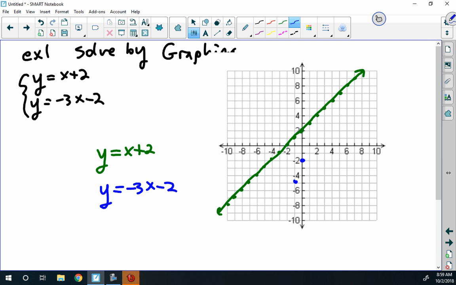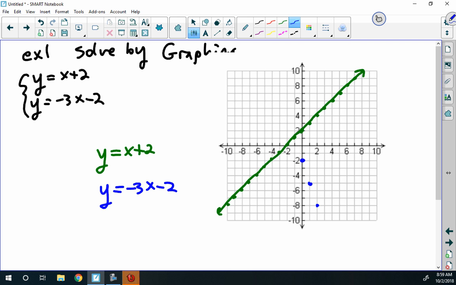Did I go down 3 and over 1 the right way? Why? How do you know it's not the right way? Slope's negative. The line should be falling from left to right. So I guess I kind of screwed that one up. There we go. That's better. Down 3 and over 1.